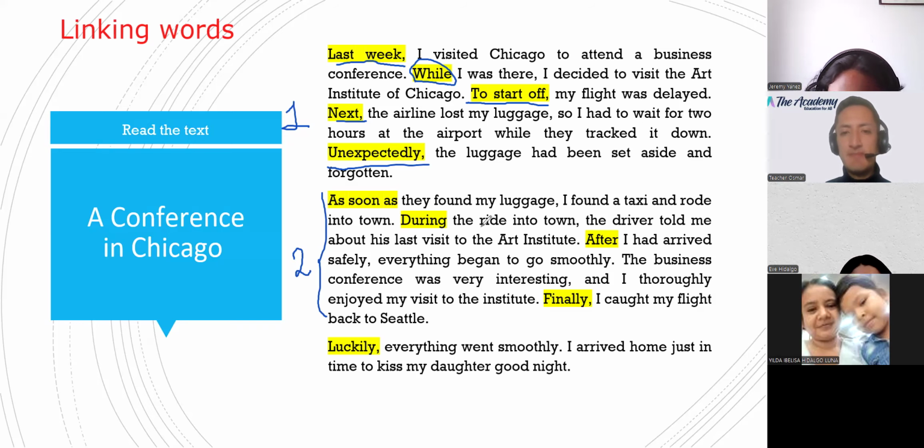Okay, so tell me, Eve, what is the meaning of the highlighted words? No sé si es como pronto, algo así. Exactly, we can know it as tan pronto como, as soon as. Okay, continue. Durante. Nice. Después, y finalmente. Excellent. Can you read also, Eve, the last paragraph?